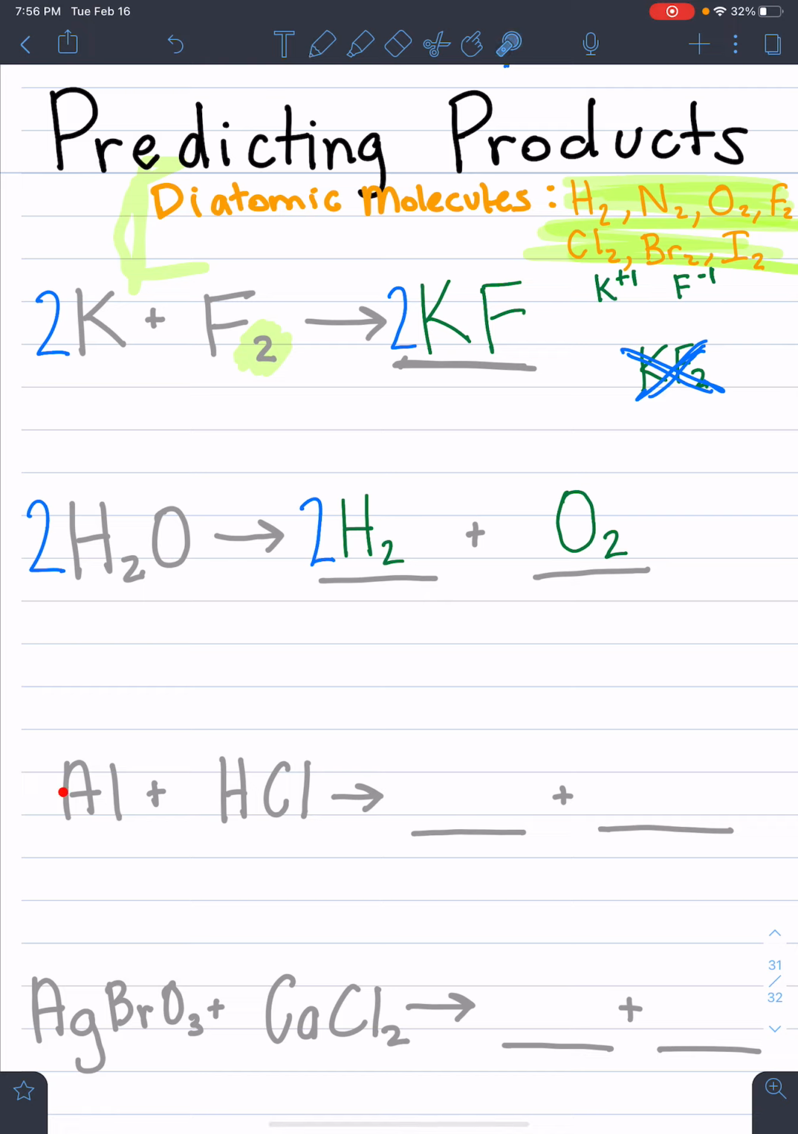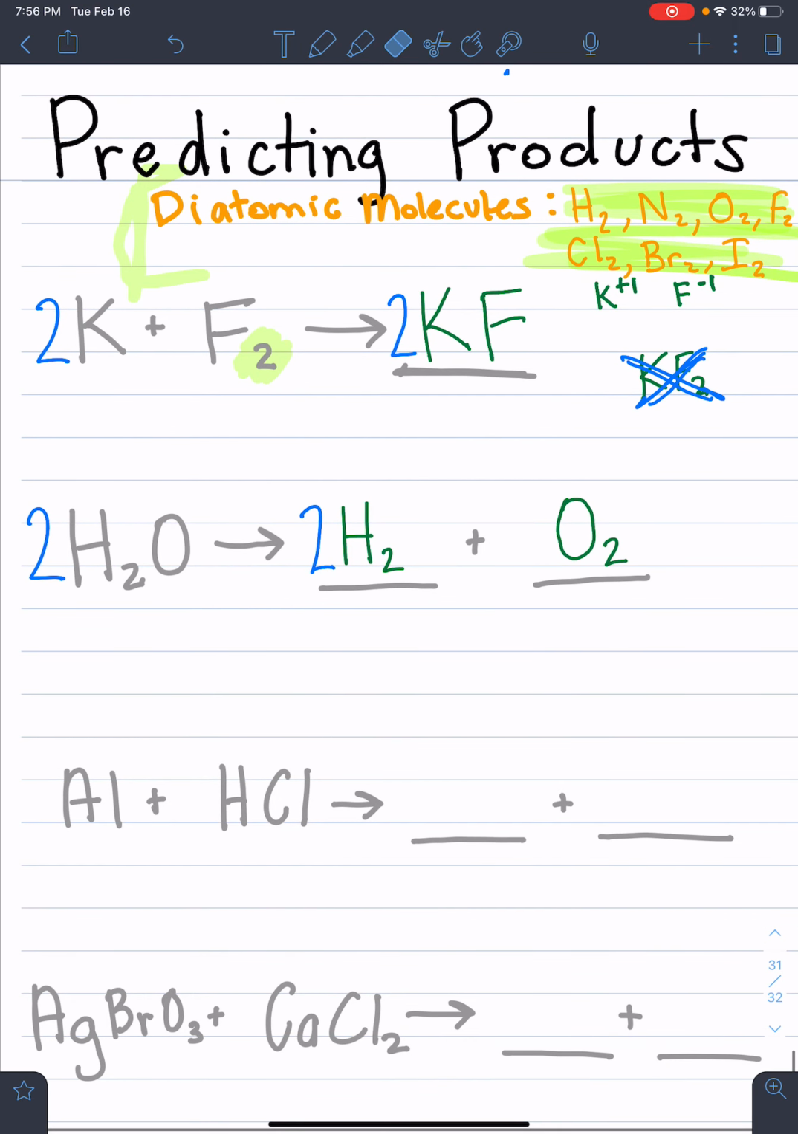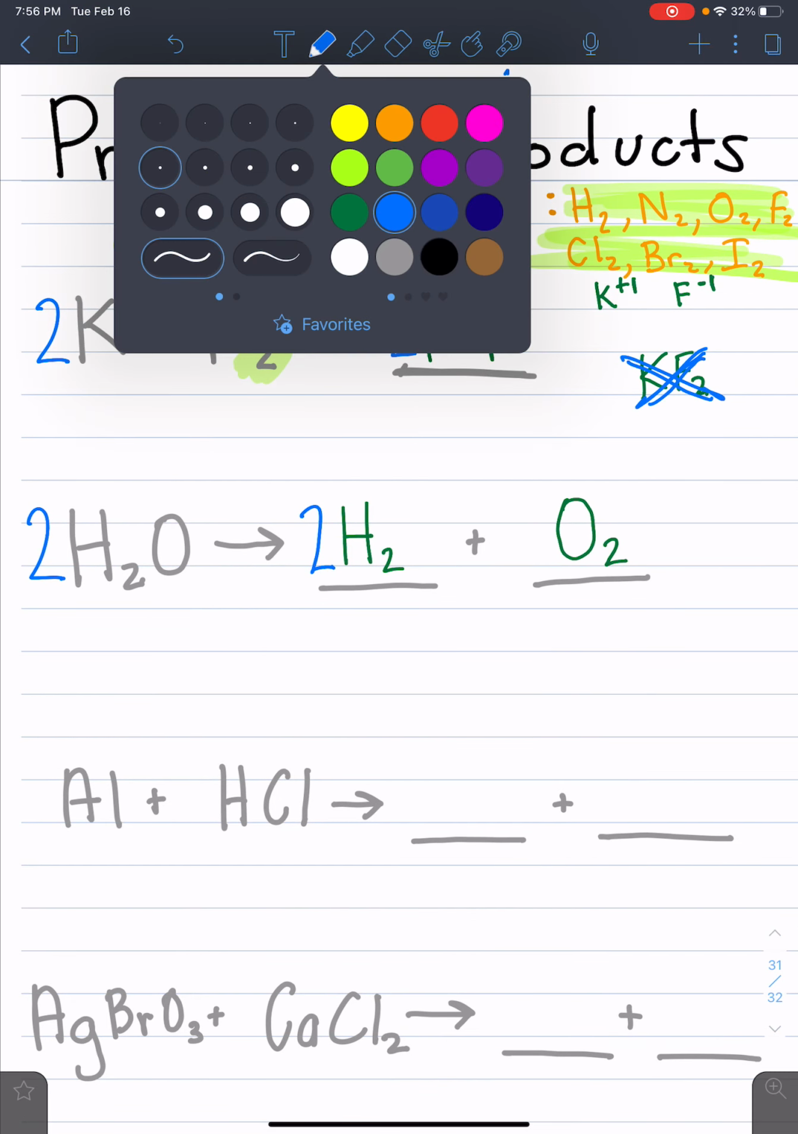So we have something by itself, and it's going to switch places with another thing. This one is going to now go with the Cl, and the H is going to be by itself. They're going to switch places. So you can tell when you have just one thing by itself that it's going to switch with something in your equation and kick it out. So we'll have an H over here.